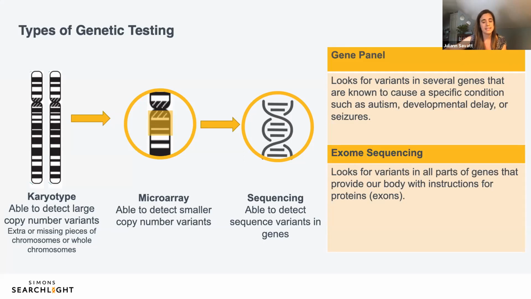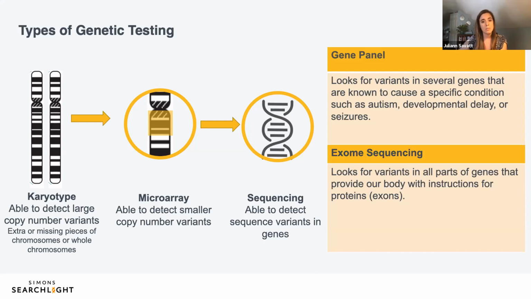The first test that I want to talk about is karyotype. A karyotype is a test that we used to use quite frequently, but we use a little less often now. And it's a test that actually looks at the chromosomes under the microscope. It can identify large copy number variants, so large missing or extra pieces along those chromosomes, or even a whole missing or a whole extra chromosome, like an extra chromosome 21 that causes Down syndrome. So this is sort of the most zoomed out view of a person's genetic material that we can take.